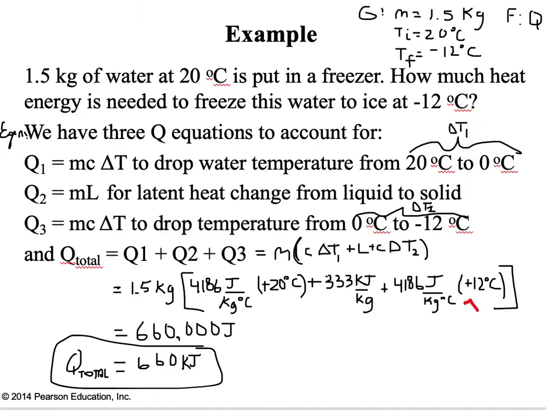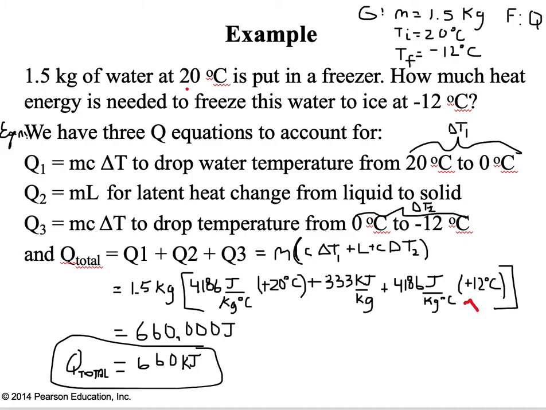Let's take a look at an example. We're going to look at 1.5 kilograms of water at 20 degrees Celsius. So basically you have water that's at room temperature, and you want to take this water from your room and put it in a freezer. How much heat energy is needed to freeze this water?